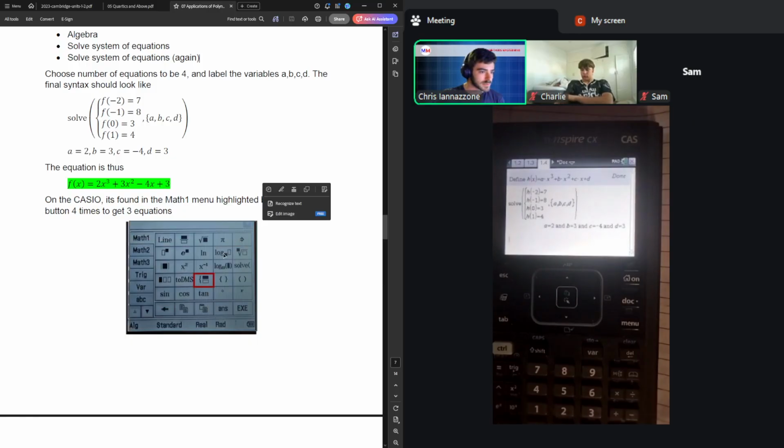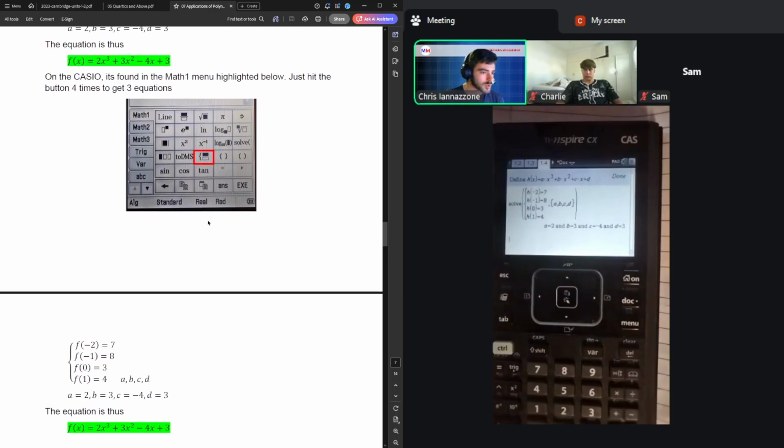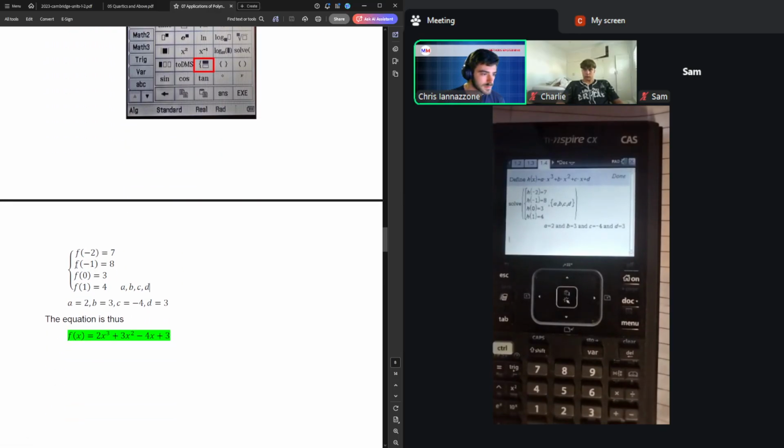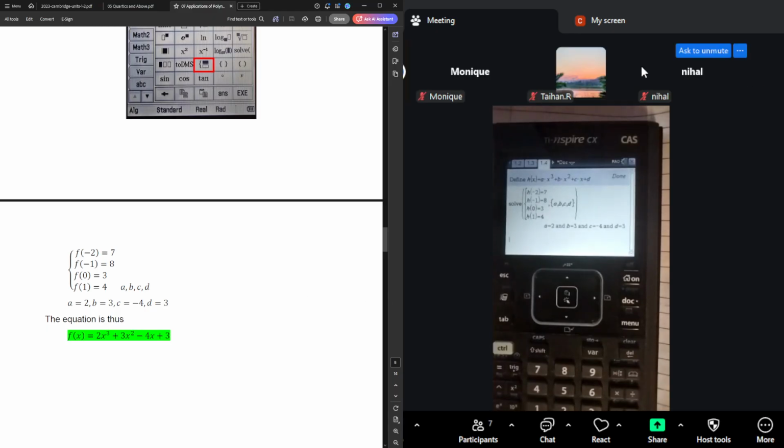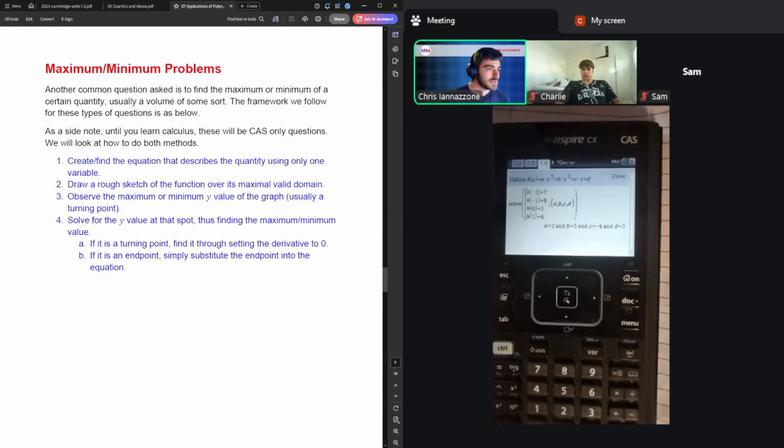As for the Casio, if you look back at the screen share, I do have where that's located. So if you pull up your Casio, you'll have a Math 1 window. It'll be this button specifically highlighted in red. All you'll do is hit that a couple of times until you get 4 equations, and exactly the same as before. Does anyone need me to work through that on the Casio specifically? Or is the concept clear enough there?